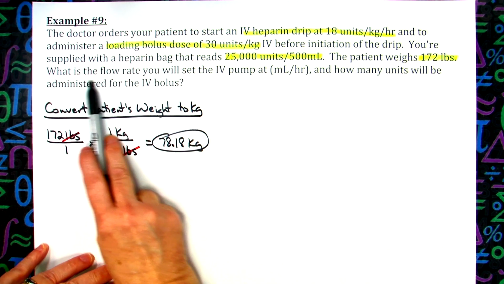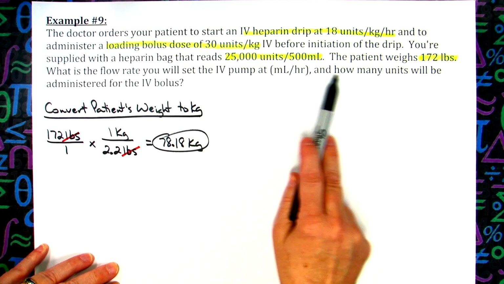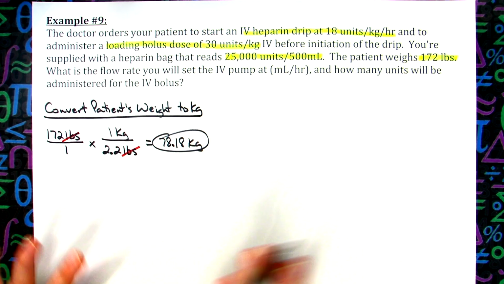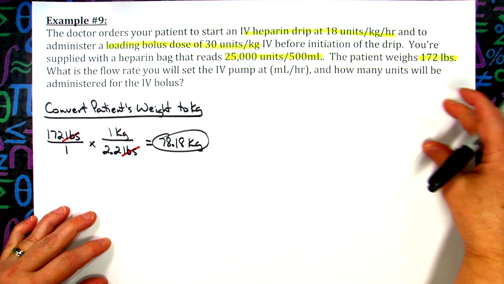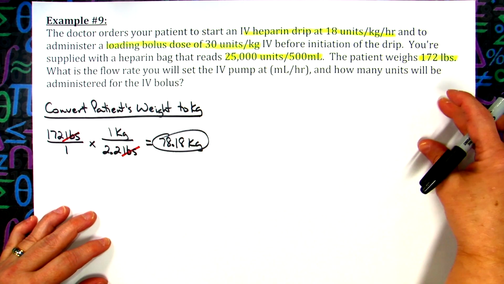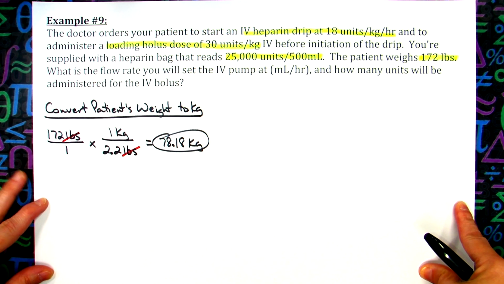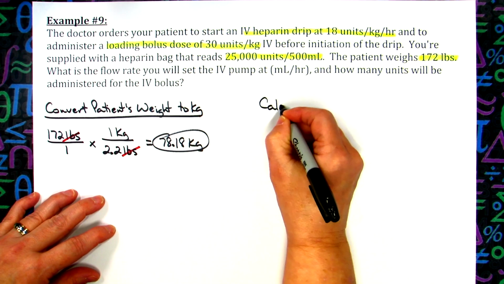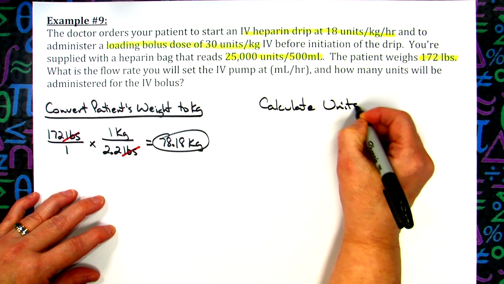What is the flow rate you will set the IV pump at? That's going to be milliliters per hour. And how many units will be administered for the IV bolus? It really doesn't matter which one of those two questions we answer first. I think calculating the units for the bolus will fit nicely here. Calculating that flow rate is going to be a little bit longer, so I'll save that for the bottom of the piece of paper. So we're going to calculate our units for the bolus.